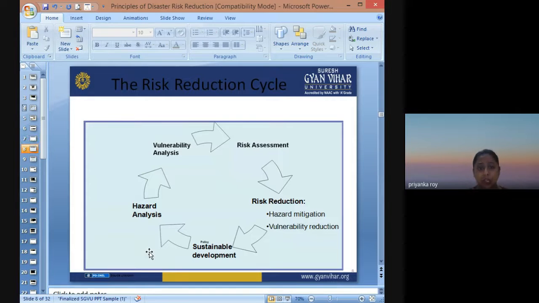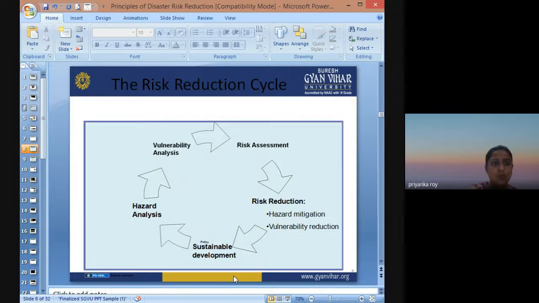So the risk reduction cycle will be, first we start with hazard analysis, vulnerability analysis, then we go to risk assessment, then risk reduction and sustainable developmental activities. That is the entire cycle of risk reduction.